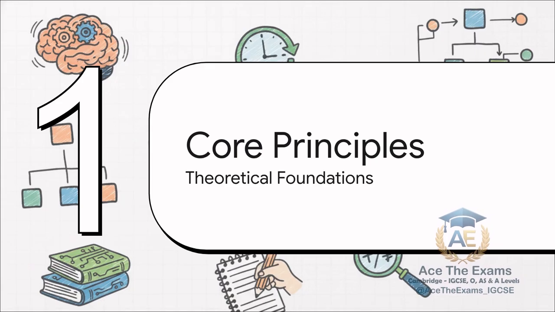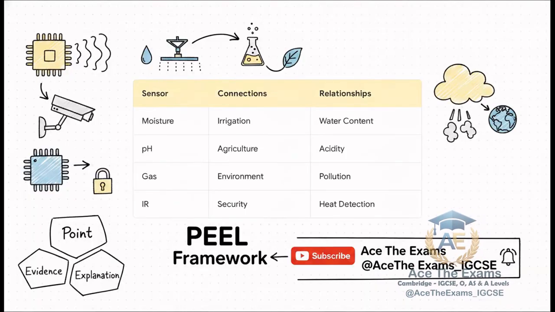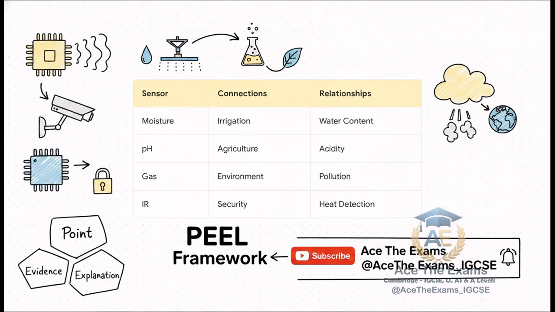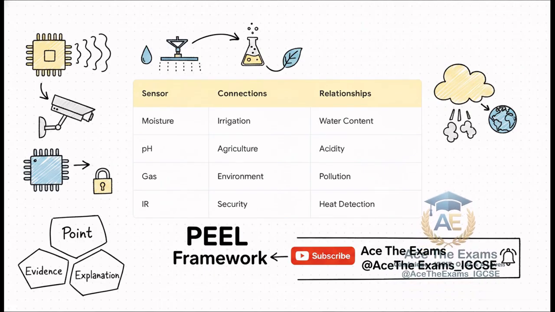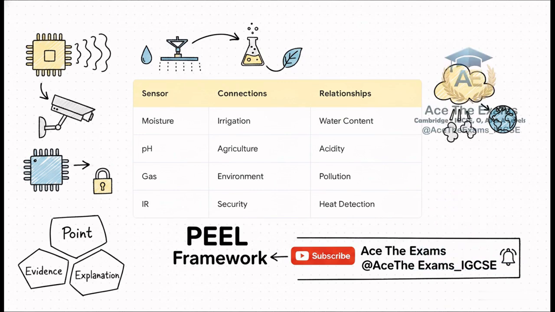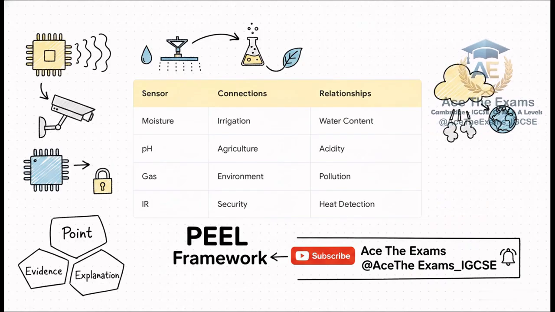Let's lay down the theoretical foundations. Okay, look closely at this matrix. Top-scoring candidates, the ones pulling the A stars, they do not just memorize flat definitions. They map out cross-topic connections to achieve significantly higher marks. Think about moisture, pH, gas, and infrared sensors. An infrared sensor doesn't just detect heat. That's a middle school answer.